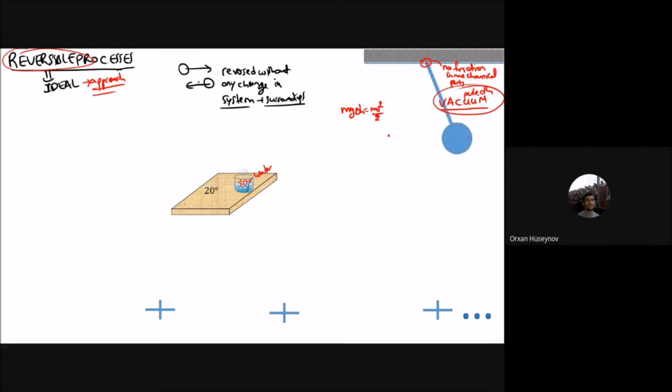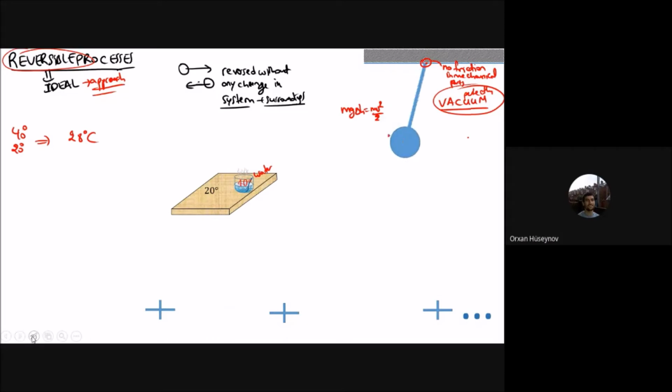And after some time, they will get the equilibrium conditions, and this process is also irreversible. Again, the irreversibility comes from the principle of the second law of thermodynamics. The reason is, I will give you just one example. Say that this one is 40 and this one is 20. At the end of the process, let's say they got 28 degrees Celsius.